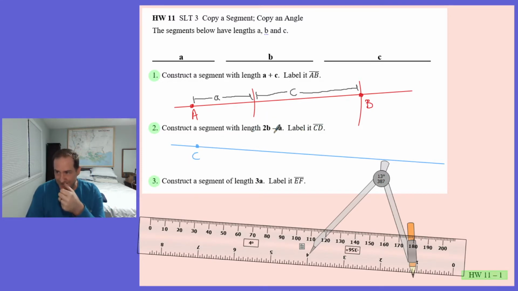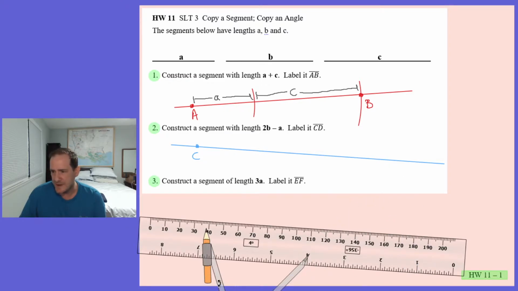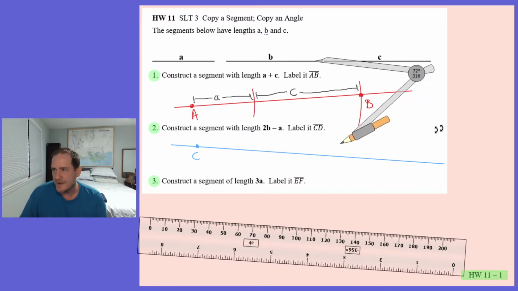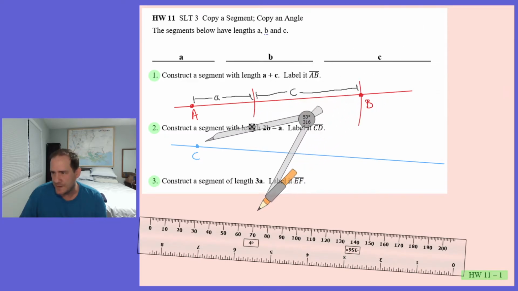And this question is tricky because it has subtraction built into it, and it also has multiplication. We want to do 2B, but doing 2B is easy. That literally just means that you copy segment B twice. So I'm going to take my compass, I'm going to put it at the end of B and open it up to the other end. So I've perfectly captured the length of B. And now I just have to swing that arc twice, like I said.